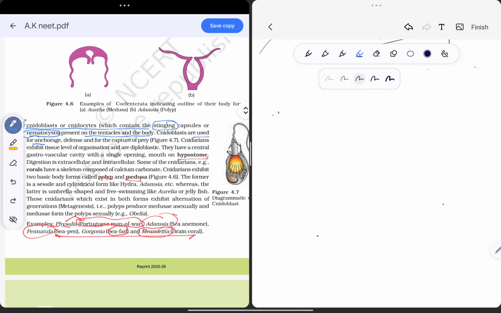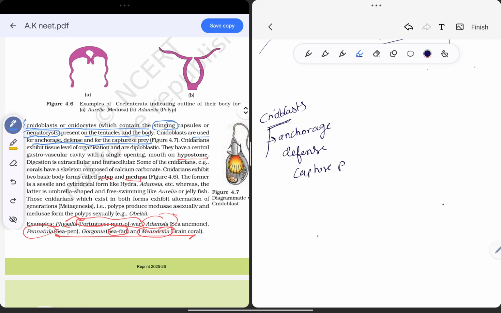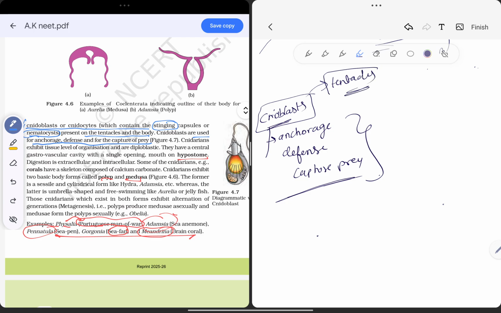Next, cnidoblasts are used for anchorage, defense, and the capture of prey. They may ask you what the cnidoblasts are used for. Very important, they have asked many times: anchorage, defense, capture of prey. Remember the 3 points. The cnidoblasts or tentacles on the body, the nematocytes, are useful for these 3 things.